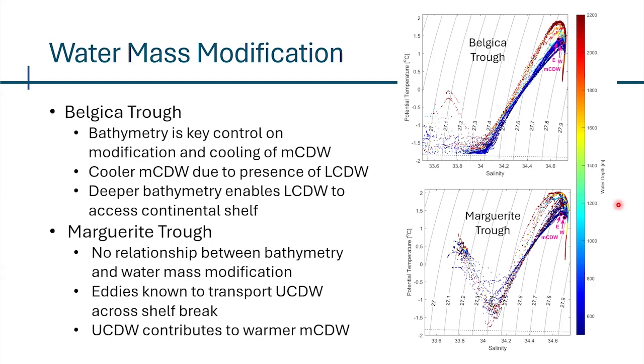But if we look at the bottom panel at Marguerite Trough, you don't really see that same relationship, which suggests that there are other things that are important here. Eddies are known to be a key transport mechanism across the shelf break here. We do observe a couple of eddy-like features in the data. So these kinds of eddies are quite critical at Marguerite Trough for transporting CDW across the shelf break.